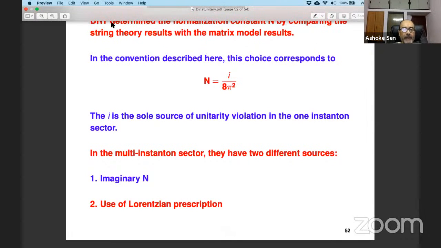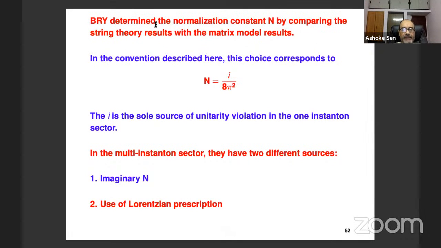So for this, we have to go back to that analysis and ask how did they determine the normalization constant? As I said, from string theory side, you cannot determine the normalization constant from first principle. So they actually determined this by comparing the string theory results with the matrix model results. They didn't write it this way because they are using a different convention for the normalization where they got a real result. But when you translate their result to the convention that I have been using, one finds that their choice corresponds to choosing n equal to i over 8 pi squared. And this i, in fact, is the sole source of unitarity violation in the 1-instanton sector.